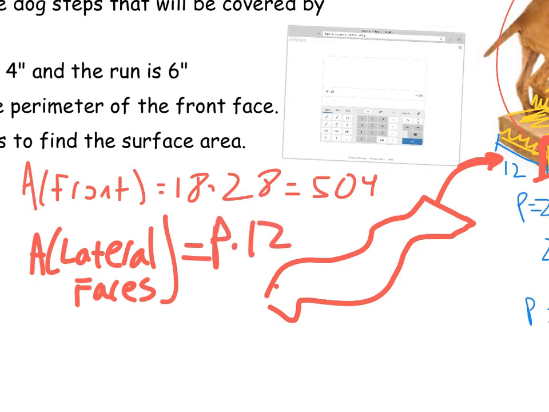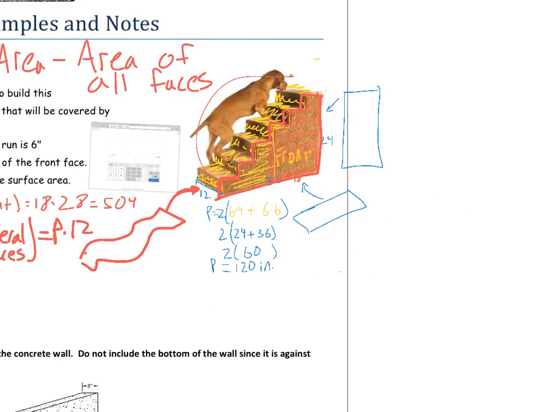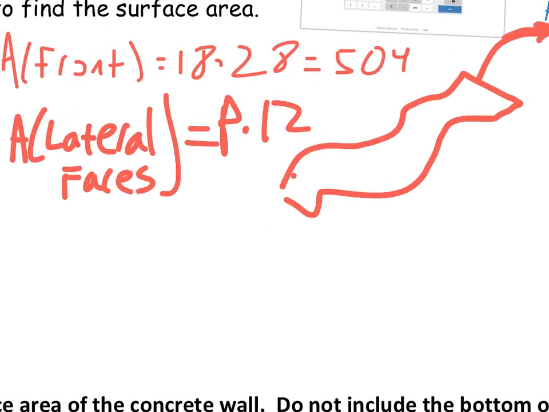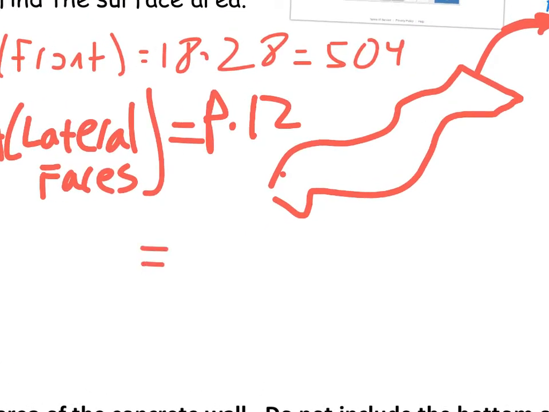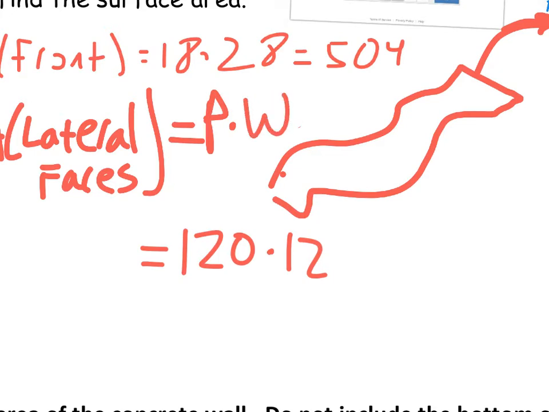And what was the perimeter? Well, the perimeter was 120 inches. And why 12? Because that was the width. So we have the perimeter times the width. I'll call that the width in this case. So this is going to be 144 with a 0 on the end of it.